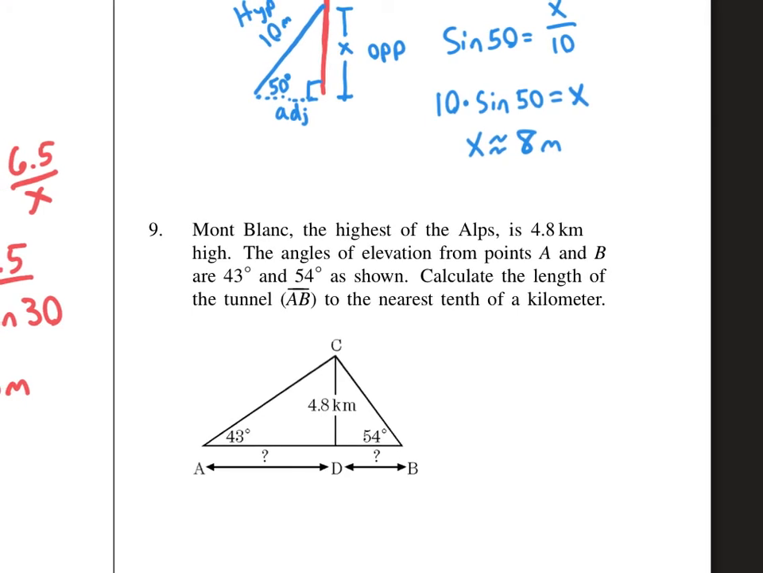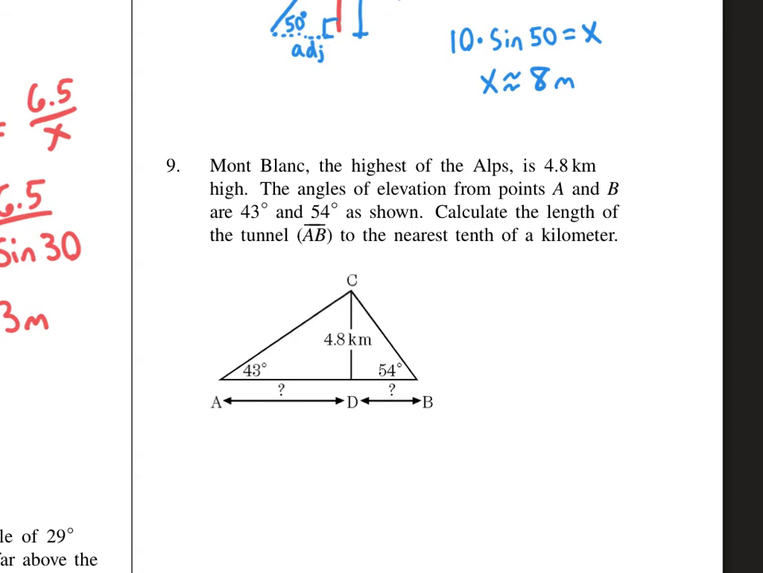Mont Blanc, which is the French way to say Mont Blanc, is the highest of the Alps. It is 4.8 kilometers high. Wow. The angles of elevation from the points A and B are 43 degrees and 54 degrees as shown. Calculate the length of the tunnel AB. Ooh, we're going to have to do this problem twice. To the nearest tenth of a kilometer.